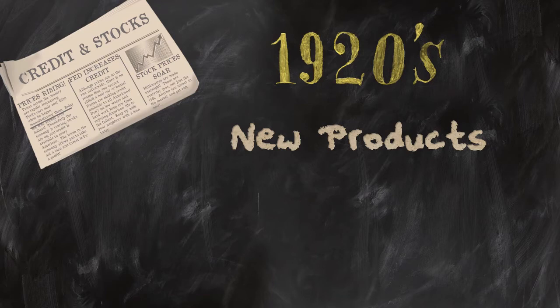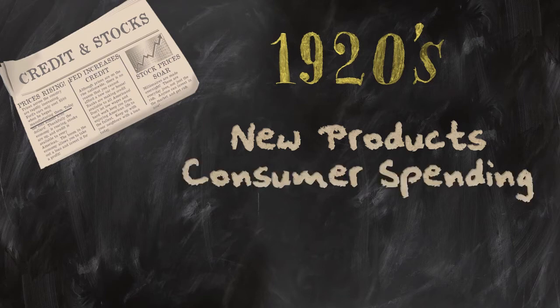And this ramped up consumer spending. So you have supply and you have high demand. This is going to make the economy go quickly. Now, this is where the implementation of credit comes in, because everybody had to have these products, but not everybody could afford these products.